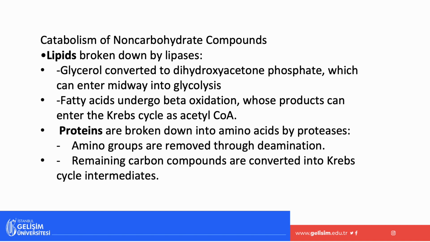Proteins can also be broken down by proteases into individual amino acids. The amino groups are removed through deamination, and the remaining carbon compounds end up being converted into Krebs cycle intermediates. So these pathways allow microorganisms to catabolize a wide variety of compounds and generate energy for their metabolic needs.